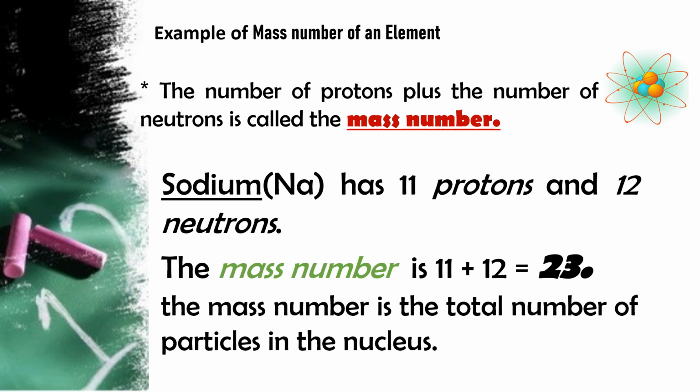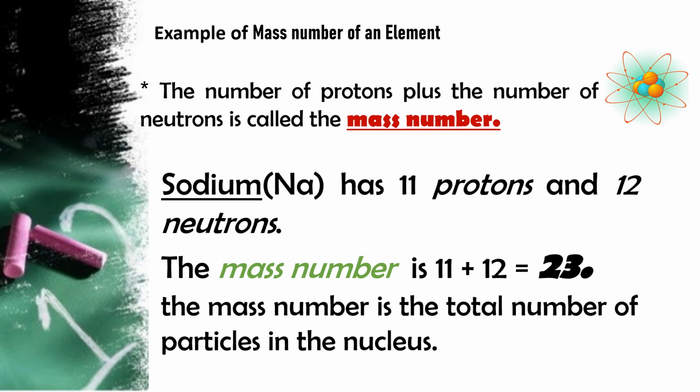So you have here another example. The number of protons plus the number of neutrons is called the mass number. So now, how are you going to compute the mass number of an atom? For the element sodium, since it has 11 protons and 12 neutrons, what you have to do is, again, add the number of protons and the number of neutrons. And that is the mass number of that particular element.